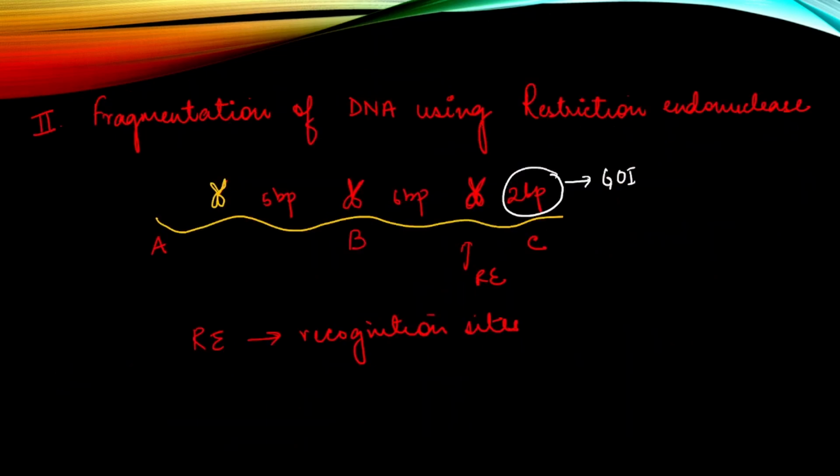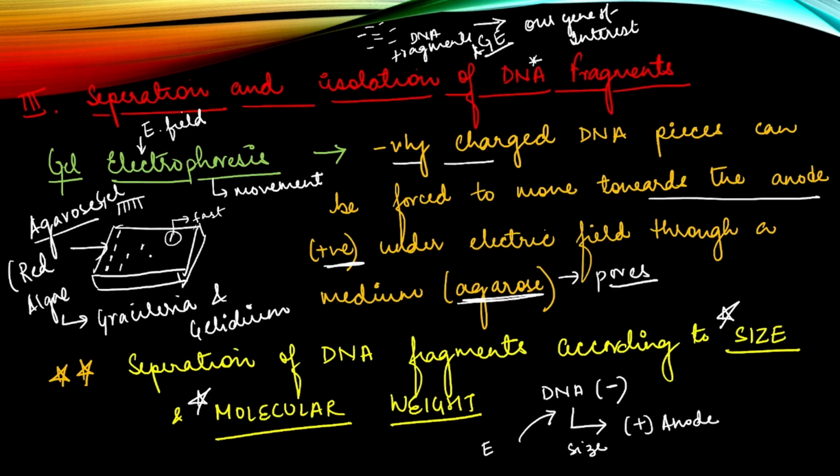fragments, all cleaved by restriction endonuclease, right? We recognize which restriction endonuclease to apply and we get this many base pairs. Now 2 base pairs are our gene of interest, and being smaller in size, it will move faster. Out of all these, see, it is moving faster, so this is our gene of interest. Right? So this is how DNA gel electrophoresis works.